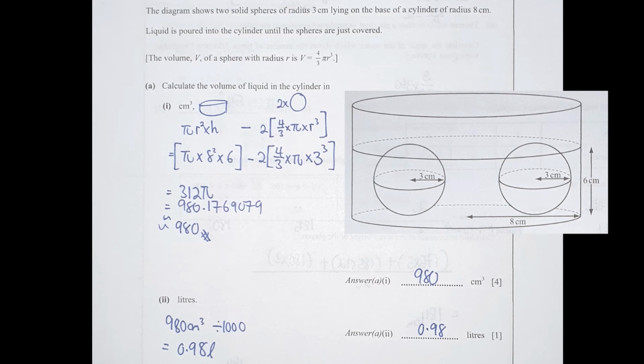As for question 5, calculate the volume of liquid inside the cylinder. Hence, first calculate the volume of the cylinder: pi times 8 squared times 6, minus the 2 spheres inside the cylinder. The sphere formula has been given over there: 4 over 3 times pi times 3 cubed. Remember to multiply it by 2 because there are 2 of them. Your final result will be 312 pi, which translates into 980.